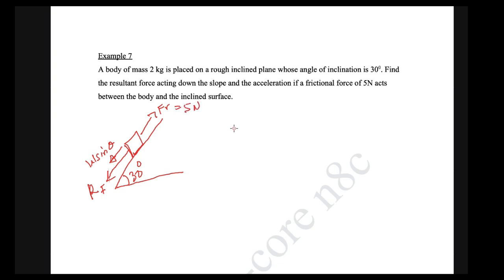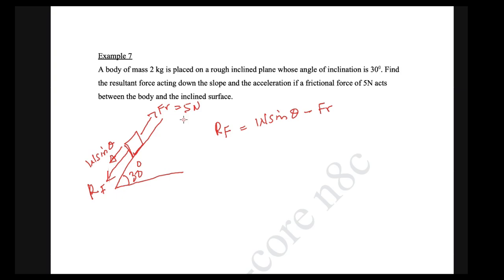Okay, so we have to look for the resultant force now. To look for the resultant force, we have to know the forces that we have. We have frictional force, we have W sin theta. So this resultant force must equal W sin theta minus frictional force. All right, because W sin theta is acting downward, frictional force is acting upward.